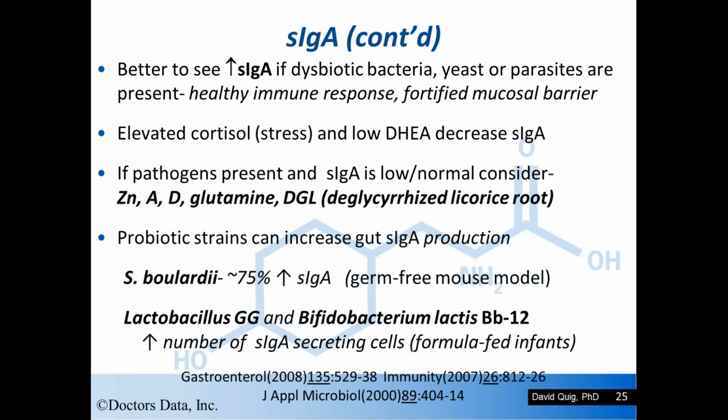Also, specific strains of probiotics such as Lactobacillus GG and Bifidobacterium lactis BB12 have been shown to increase the number of secretory IgA secreting cells. And that was a study from formula-fed infants. And there's likely other probiotics that would increase secretory IgA, but I like to stick to what is actually published in the scientific literature.